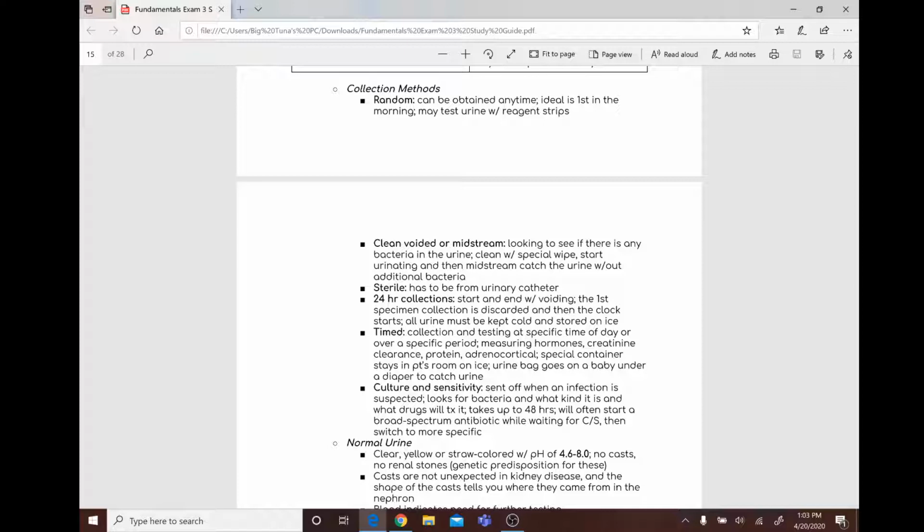What is a timed collection method? Collection and testing at a specific time of day or over a specific period, measuring hormones, creatinine clearance, protein, adrenocortical. Special container stays in patient's room on ice. Urine bag goes on a baby under a diaper to catch urine.